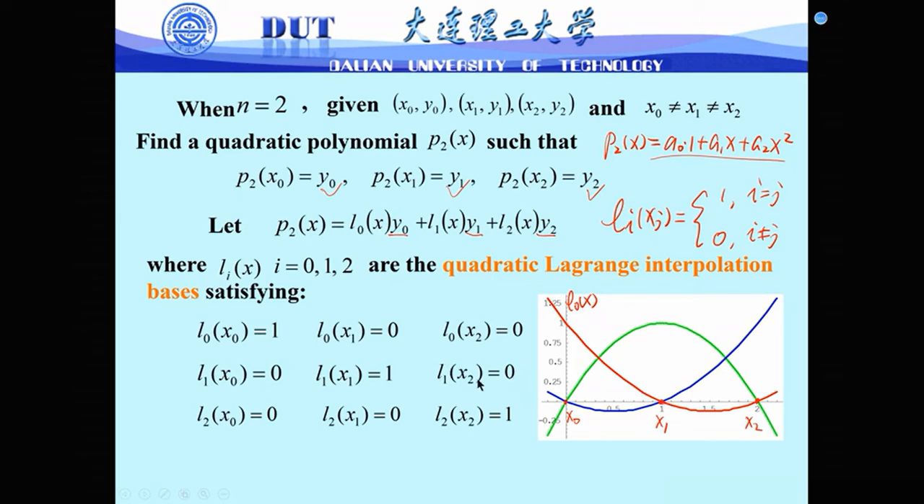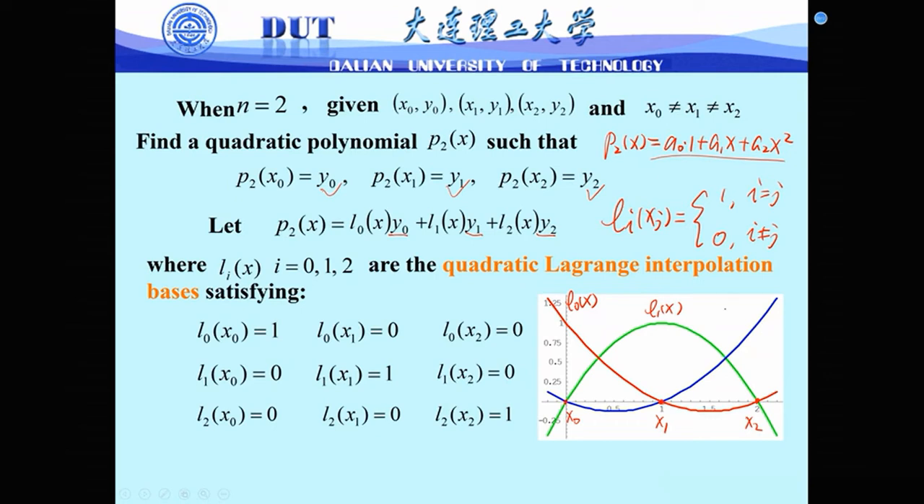Okay, L1(x2) equals 0. So the green curve is the figure of L1(x), another parabolic curve, right? Okay, next, L2(x0) is 0, L2(x1) is 0. So you see, the blue curve, 0, 0, and this point is 1.